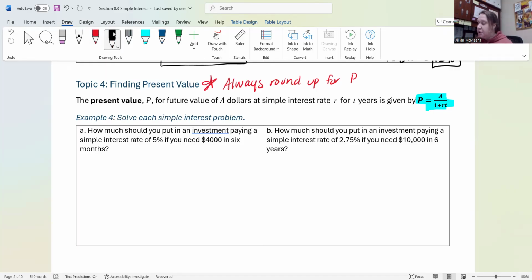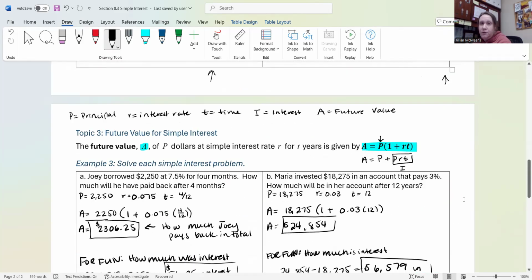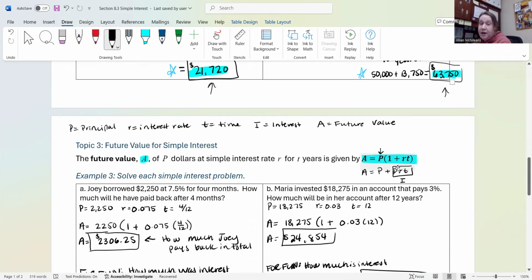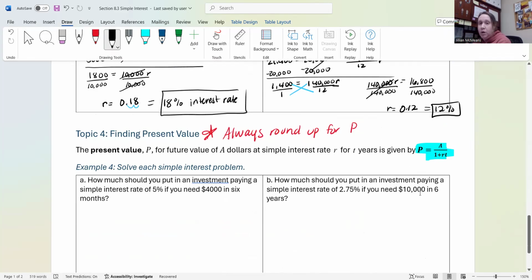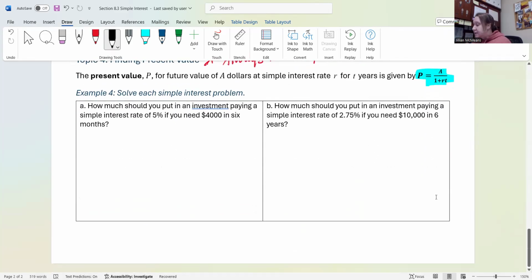The formula for P is P equals A, the future value, divided by 1 plus RT. So we've basically taken the formula up here for future value, and we've divided both sides by the stuff multiplied by P. We divided both sides by 1 plus RT, which got us P by itself. So P equals A divided by 1 plus RT. All right, so let's look at examples.